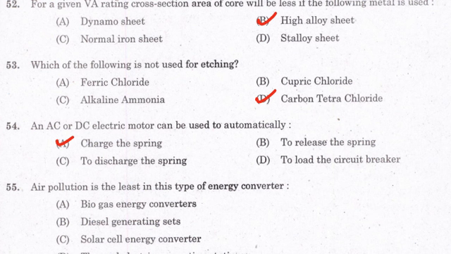55th question. Air pollution is the least in this type of energy converter. Options: bioenergy converter, diesel generating sets, solar cell energy converter, thermal electric generating stations. And the right answer is solar cell energy converter.